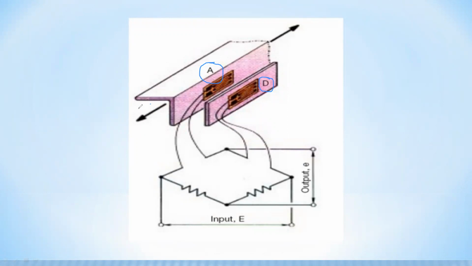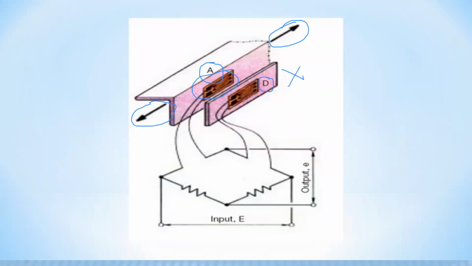You can see there is a tensile load acting on the A strain gauge. And you can observe on this other strain gauge, there is no load acting. But the temperature is varied on both strain gauges, because of the load acting on the A strain gauge.